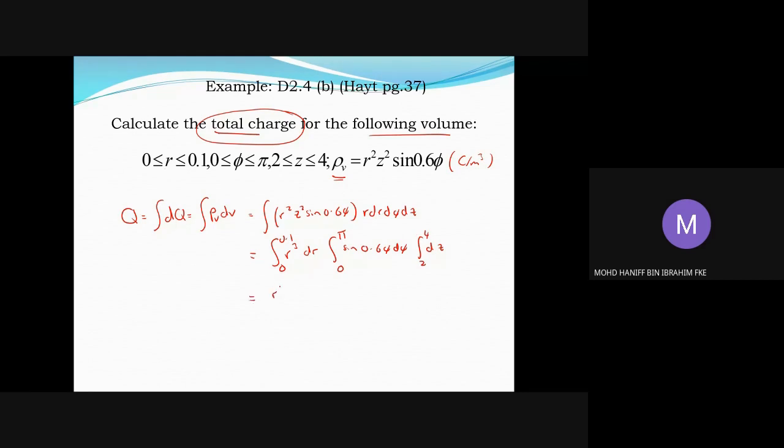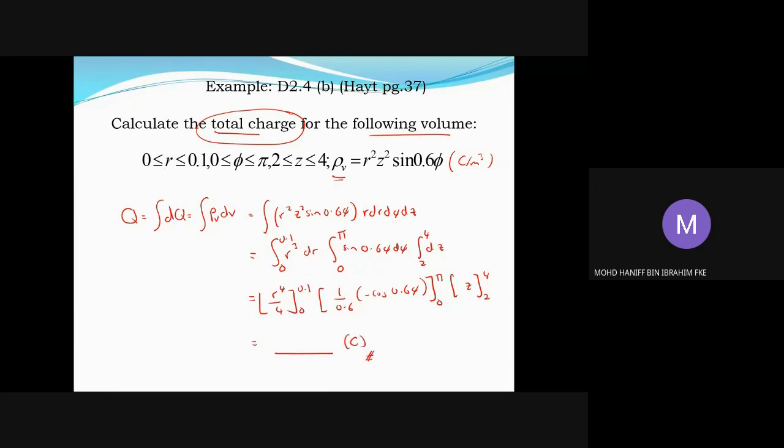That will give us r to the power of 4 divided by 4, from 0 to 0.1, and 1 over 0.6 times negative cosine of 0.6 phi, from 0 to pi, and then z, with a range from 2 to 4. I left this for you to solve because it is just a simple algebraic substitution. That should be the total charge for the given problem in units of Coulomb.